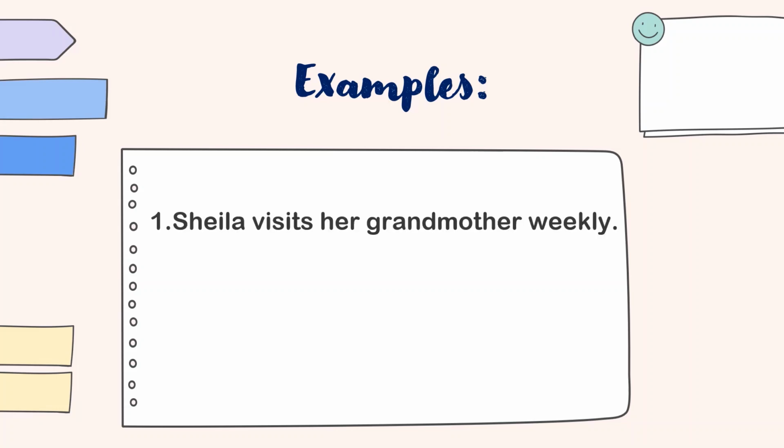Number 1. Sheila visits her grandmother weekly. Can you identify the adverb in the sentence? Exactly. The adverb in the sentence is weekly. What does it modify? Good. It modifies the verb visits. When does Sheila visit her grandmother? Sheila visits her grandmother weekly.